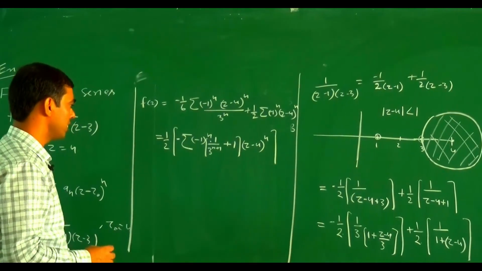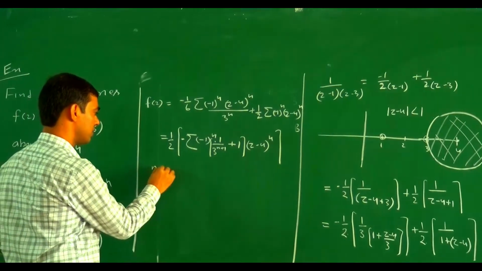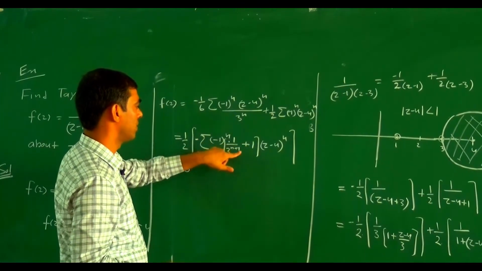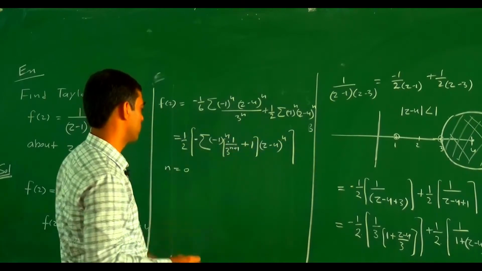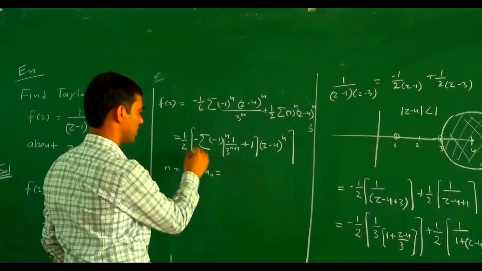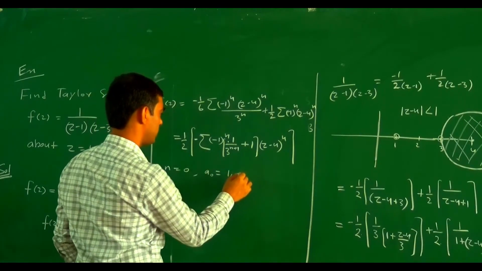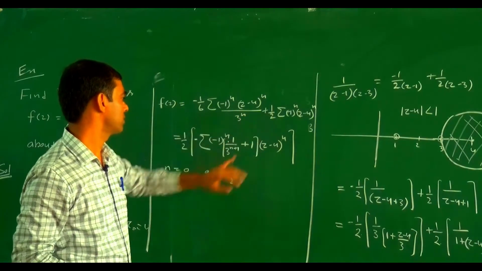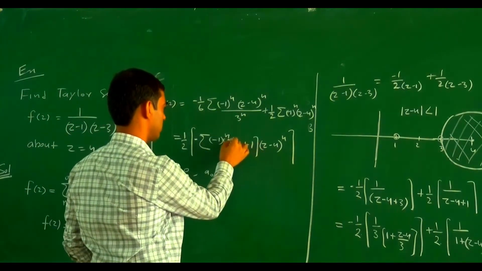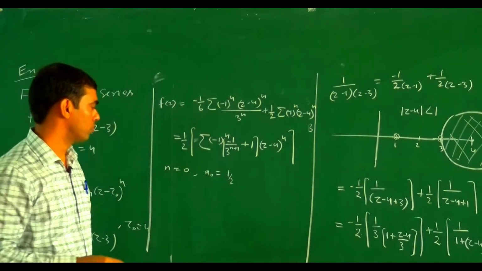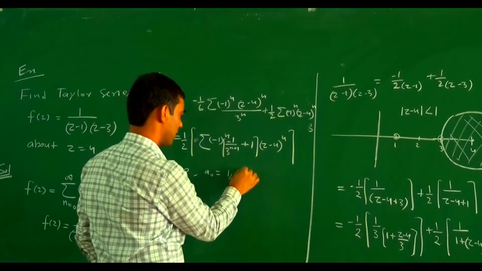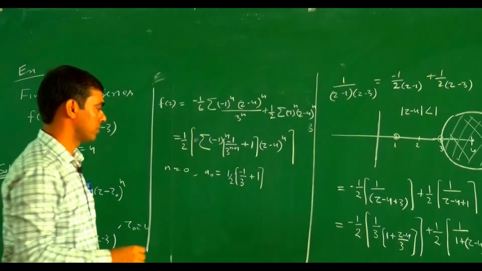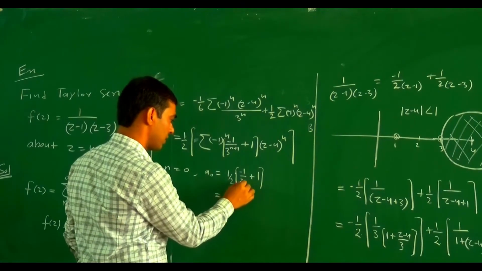So if you put n equal to 0 here, then what is the value? This becomes 1 upon 3 plus 1, n equals 0, this becomes 0, and this becomes 0. So what is the value? A0 becomes 1 by 2. And this becomes minus and this becomes plus. So this one is minus, basically the beta inside. So 1 by 2 into minus 1 by 3 plus 1. What is the value? The value becomes 3 minus 1.